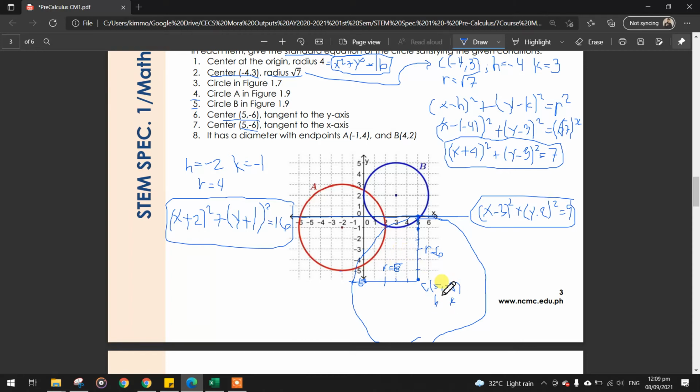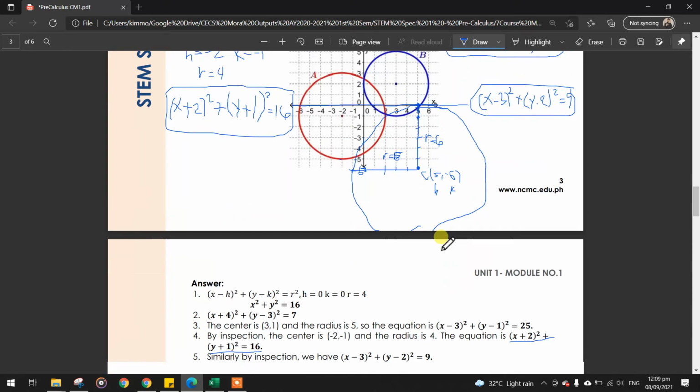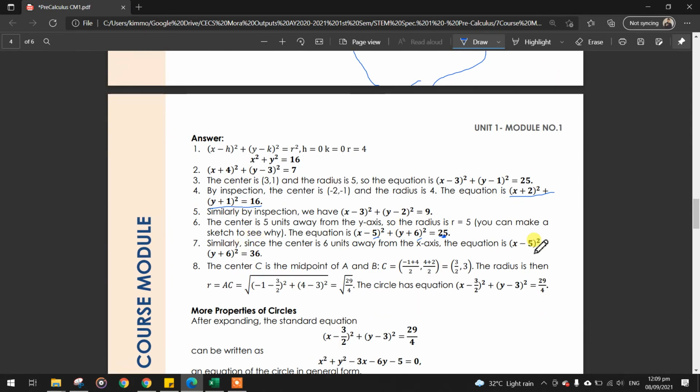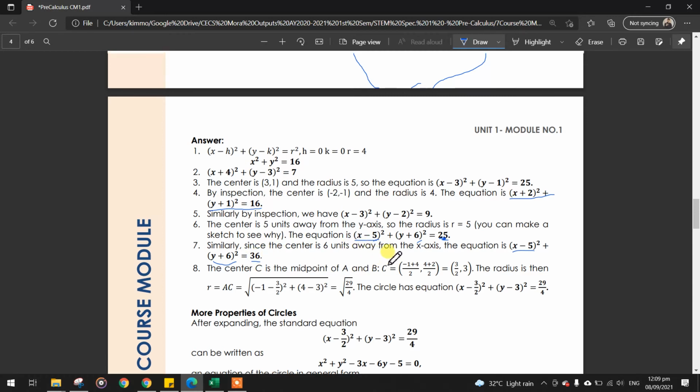So the center is the same but the radius changed. That's why in number 7, the center is the same, x minus 5, y plus 6. Only the radius changes, it becomes 36 because 6 squared is equal to 36.